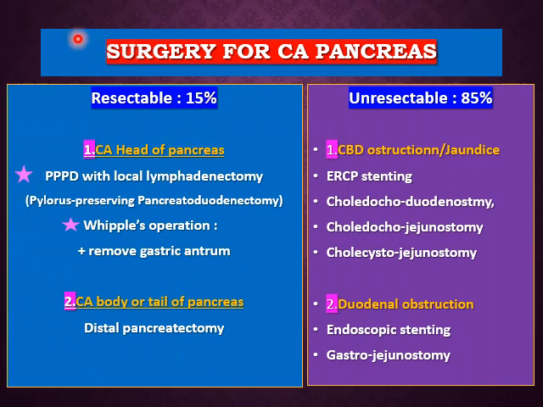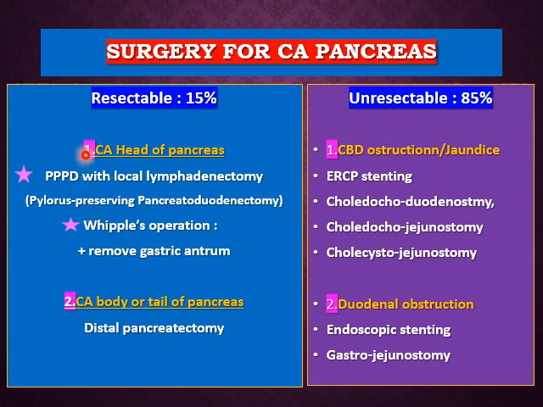Okay. This last slide summarizes the surgery for carcinoma of the pancreas. There are two groups of patients. Resectable, 15% of the patients, the tumor is resectable. So in these cases, you have got two main situations.